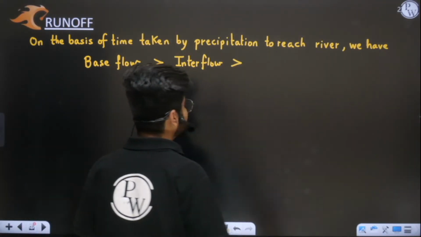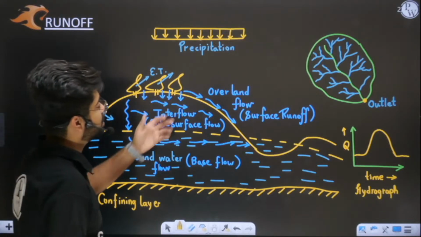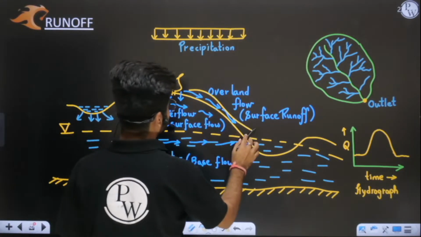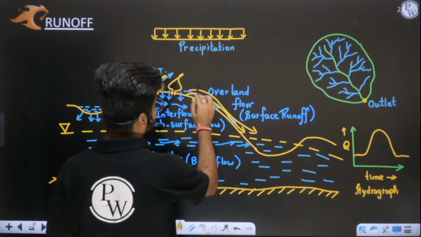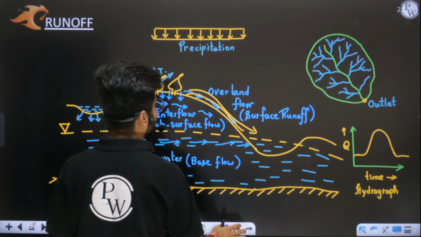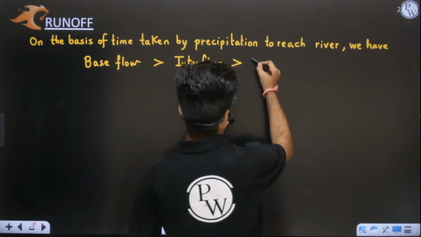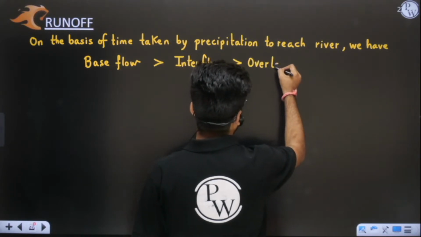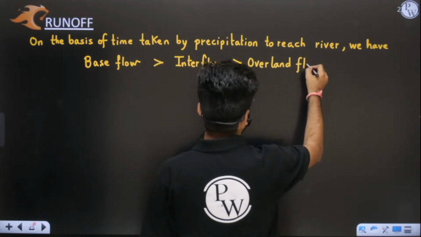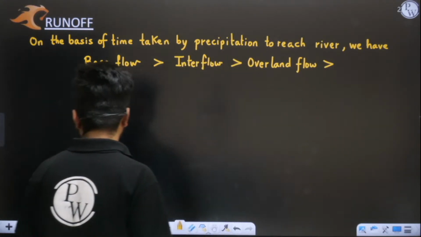Okay, and the least amount of time will be taken by, obviously, the water which is present on the surface. The water that will reach the river quickly will be the overland flow. That means overland flow is the quickest one. See, one more flow is even quicker than this one.